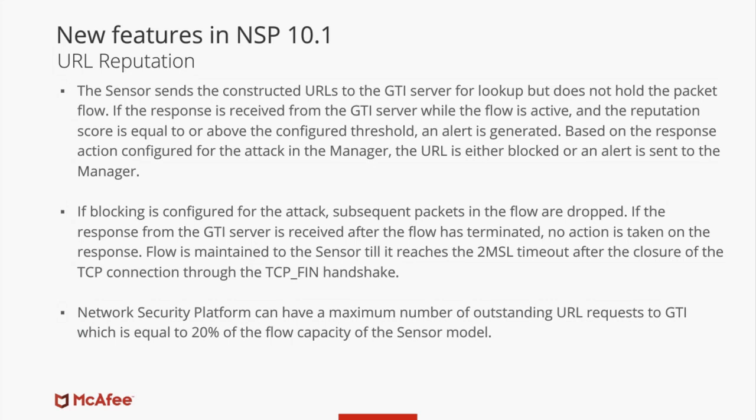We can have a maximum number of URLs in query to GTI, up to roughly 20% of the flow capacity of the sensor.